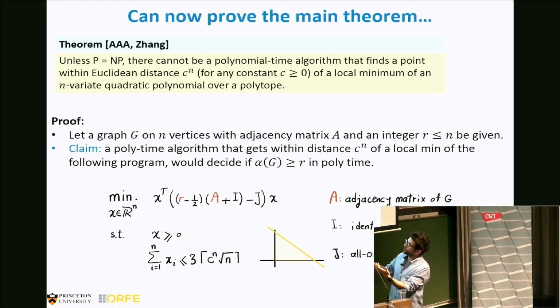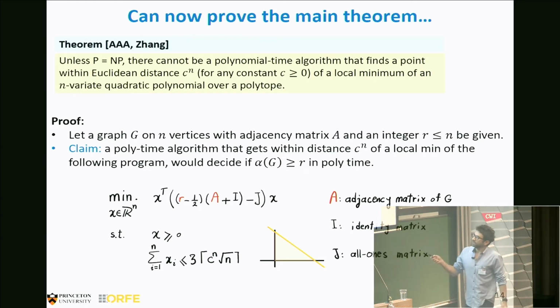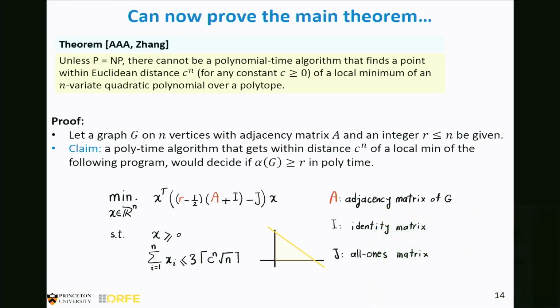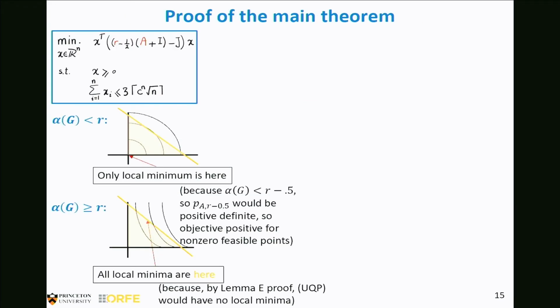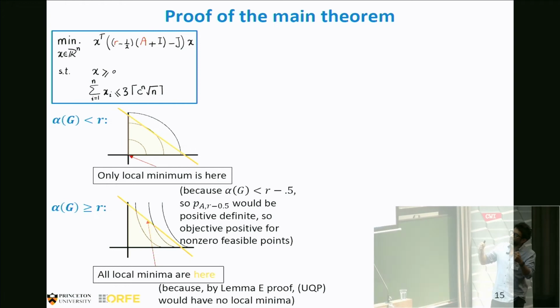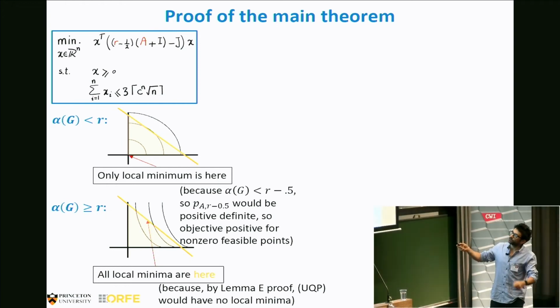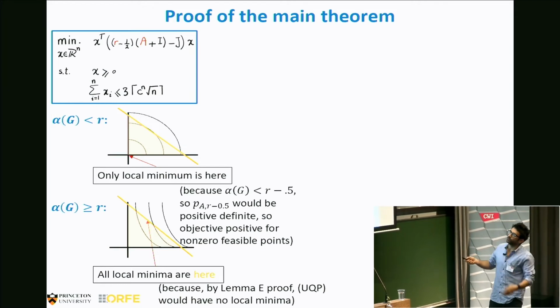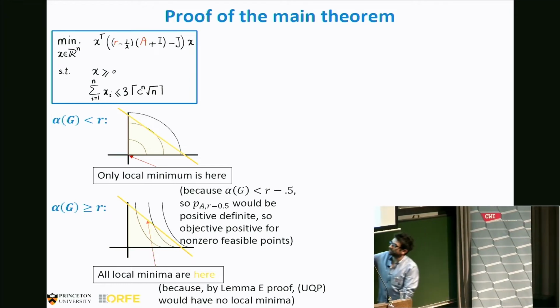Now I'm going to argue why the reduction is correct. So this is the objective function. The 1/2 has already been subtracted. So k is r minus 1/2. And let's see why this works. Okay. So if you have this quadratic program, and remember, I claimed that if you had any algorithm that went within distance 2 to the n or c to the n of any local min, that algorithm would decide which case you're in.